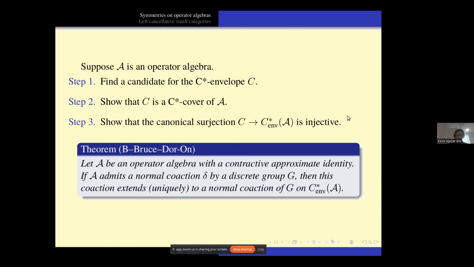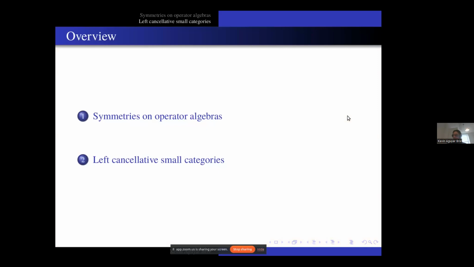Are there any more questions related to this before I move on to the second part? Okay, I'll move on. The second part is now left-cancellative small categories.